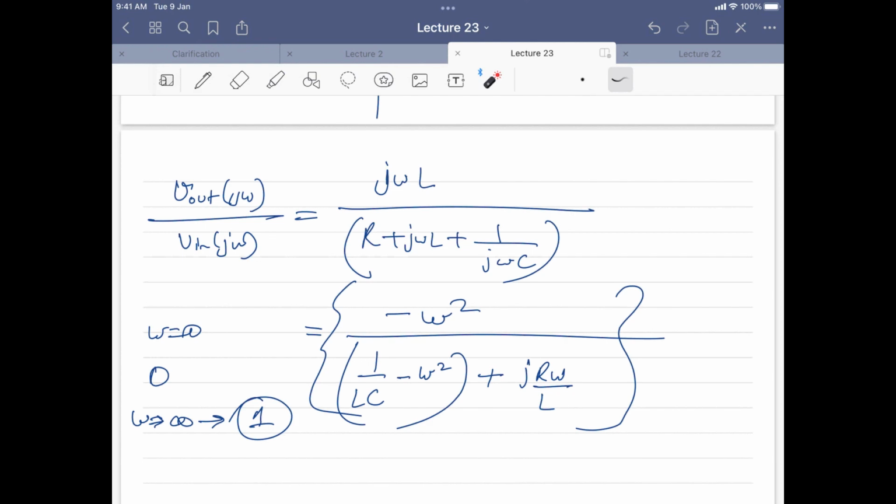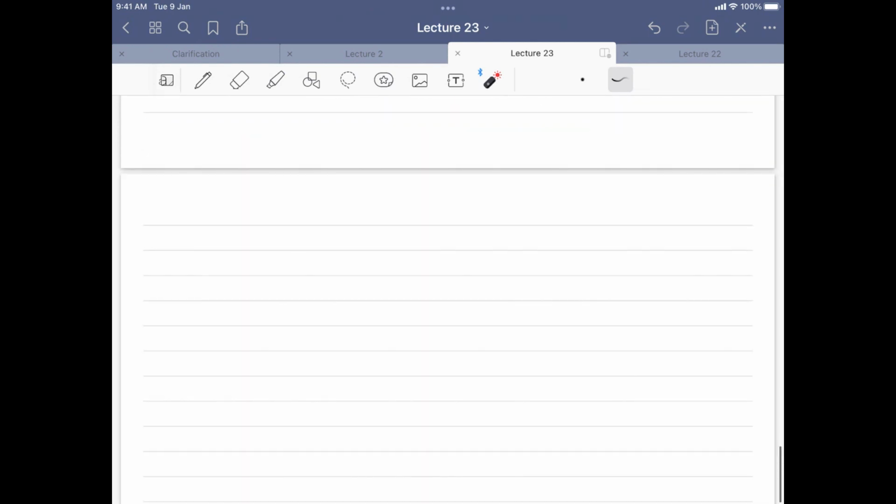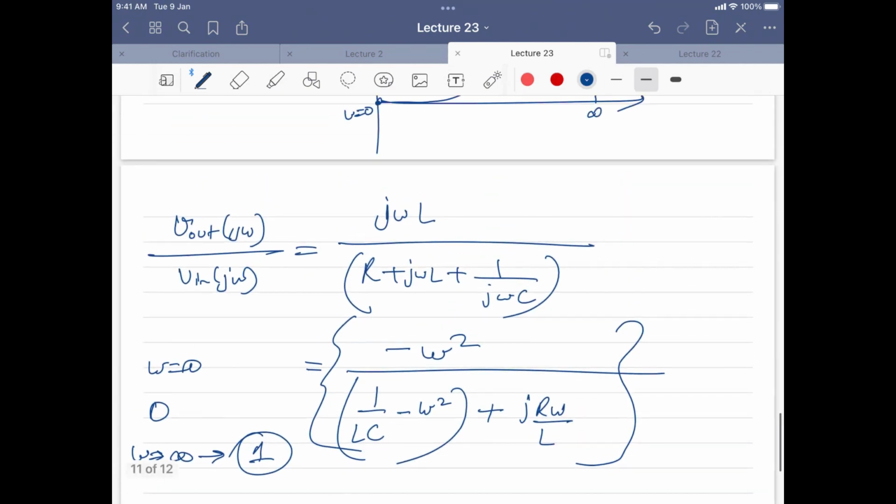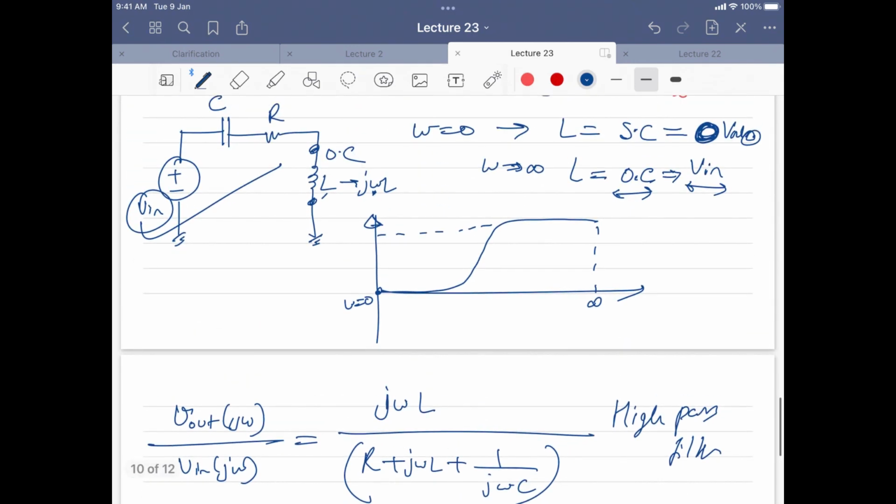Okay, let me do one more here. So let us say you have this circuit. Like this, only the adjustments. Sir, is this a high pass filter? This one is a high pass filter, yeah. This is the high pass filter. Sir, one minute, can you show the graph? Yeah, this is the one.